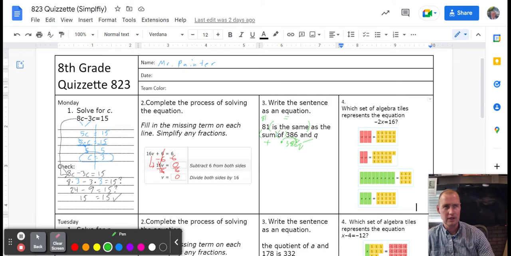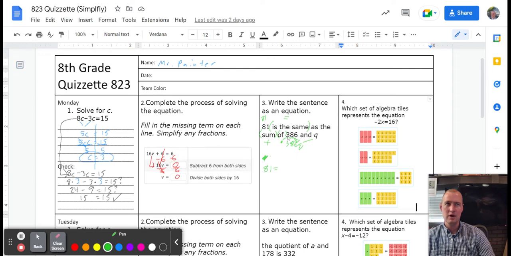Let's clean this all up. Here we go. 81, we're going to bring down 81. So that looks like a 1. I don't like it. So 81 equals, is the same as the sum of 386 and q. So we know we need a plus sign, and we know we have 386, so we've got to fine tune this and see what's happening here.